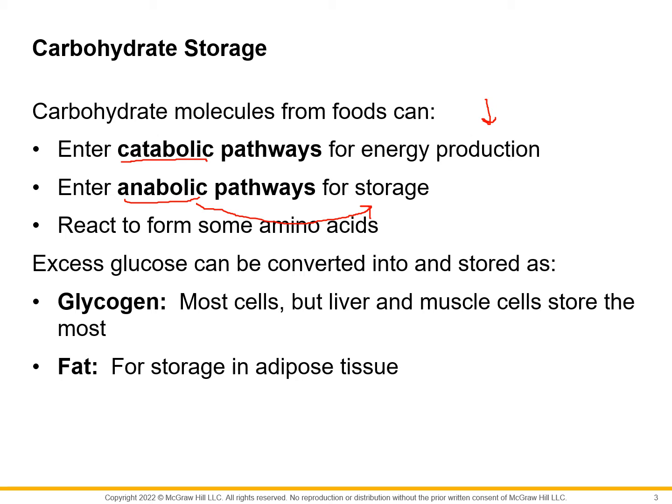Now, glucose can be converted and stored as glycogen. That's the main, or desired, thing. That's what a lot of our cells will have in there, but mainly our liver and muscle cells will have glycogen in it as well. But it can be turned into fat for storage in adipose tissue, but that's a little abnormal. We'll look at that in another chapter.